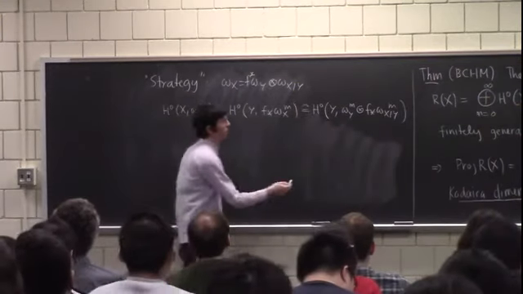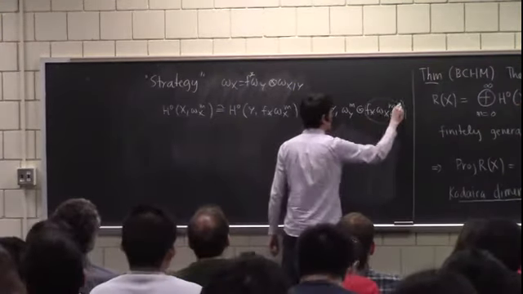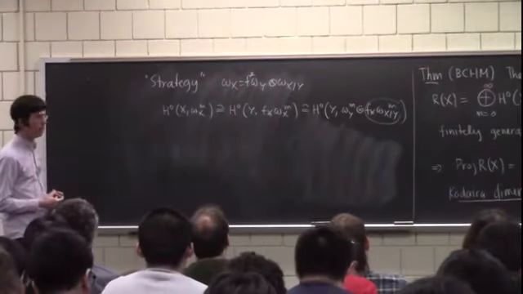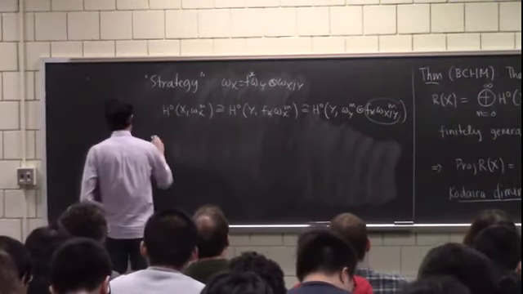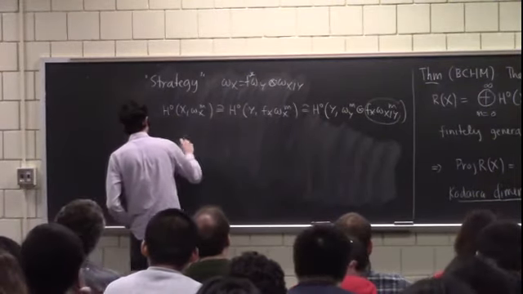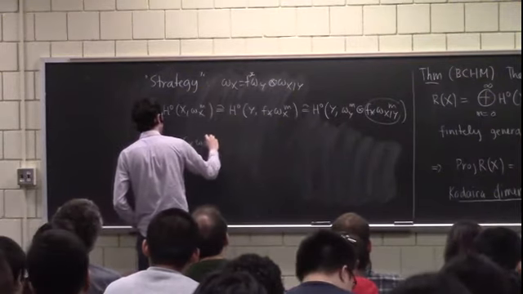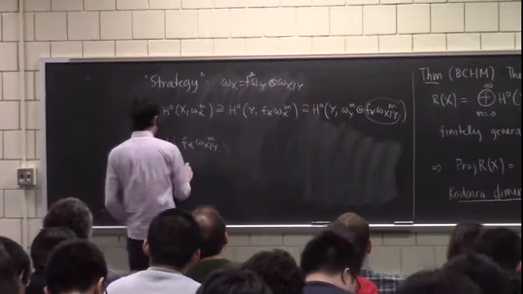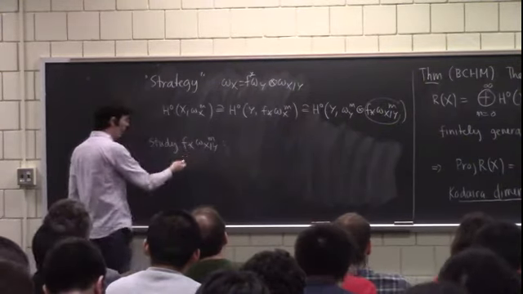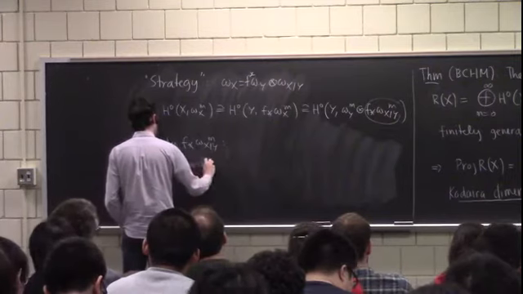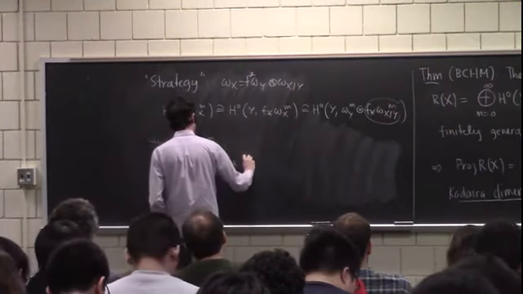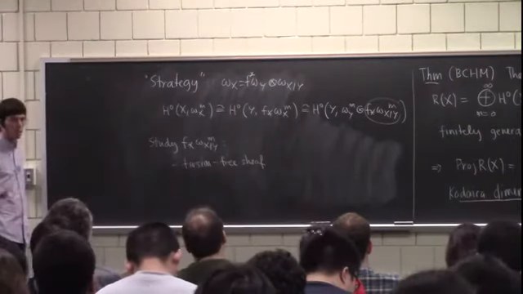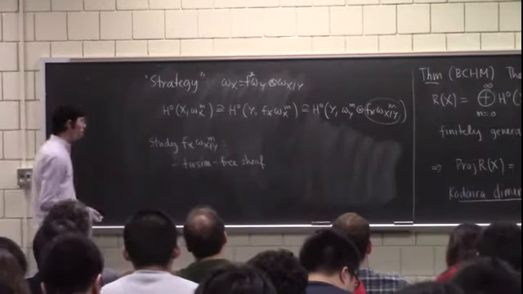Okay? And so then the idea is to try and study this push forward of the relative canonical bundle, and get some information about that. Okay, so there are some things that we can say easily. This is a torsion-free coherent sheaf on the base. It's not necessarily locally free, but it's a torsion-free sheaf.